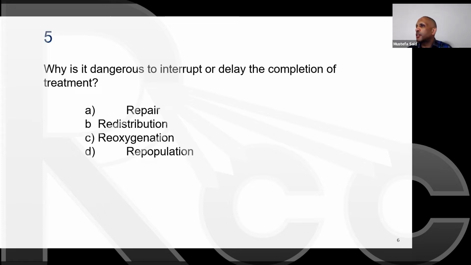Great, population. That's it, that's the answer. And 84% got it. So while receiving treatment, cancer cells are constantly dying back. If the treatment stops or is delayed, they're going to start recovering. That's why we want to advise our patients not to stop the treatment.